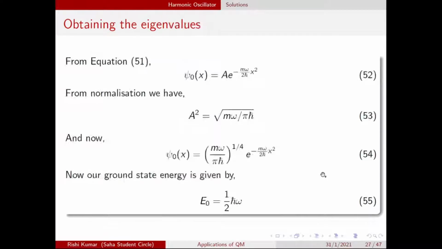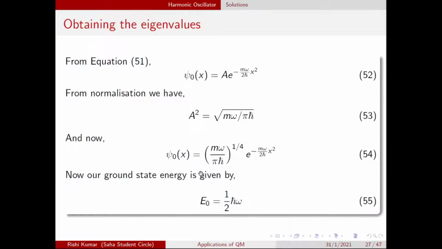Simple basic integration. From equation 51, that is here, we can see that psi naught of x is simply equal to A e to the power of negative this term here. And again, we are going to normalize this wave function. If we normalize that, we have A squared equals root m omega by pi h bar. From that, we are simply going to substitute this for A into this. So we get root, then whole squared, then one more root again. So you get 1 by 4, m omega by pi h bar, into this term here.